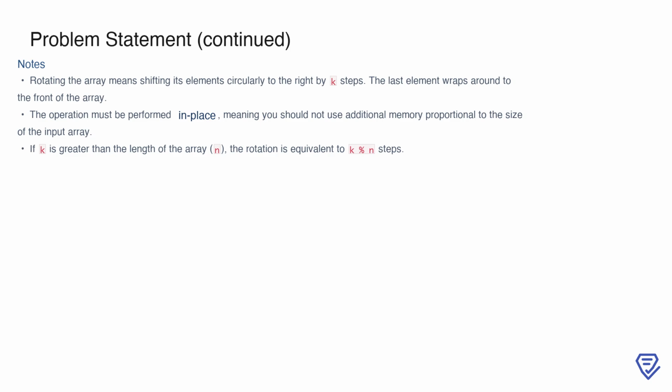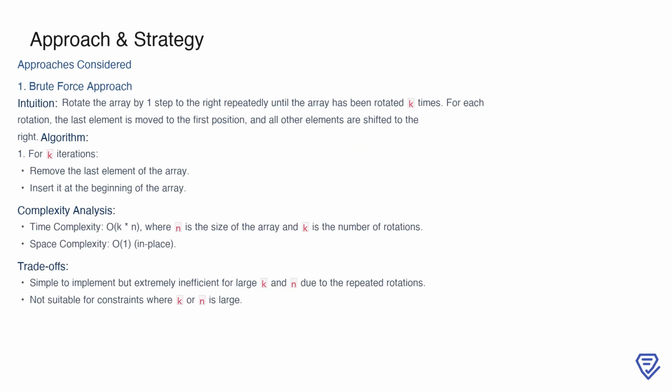To start, let's consider the brute force approach. The intuition here is fairly straightforward. We rotate the array 1 step to the right, repeatedly, until we've done this k times. For each rotation, the last element of the array is removed and inserted at the beginning, while the rest of the elements are shifted to the right.